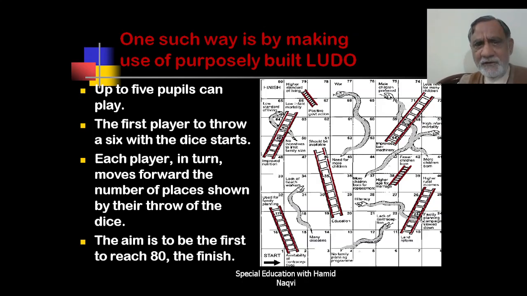The first player to throw a six with the dice starts, and each player in turn moves forward the number of places shown by their throw of the dice. Whatever number comes while they throw the dice, say it comes 4, then right from the corner where it is written start, he would move 4 steps. For instance, if he throws just 1, from start he has moved to square 1.